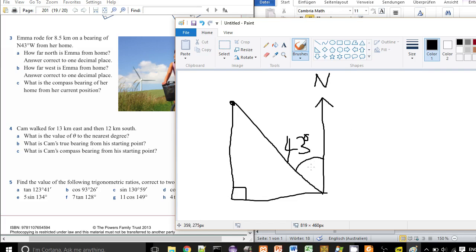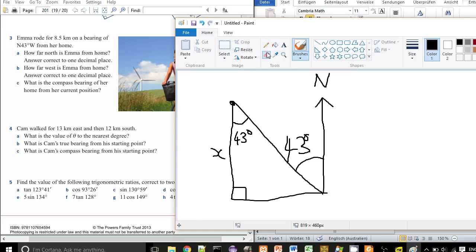If that's 43, then this will be 43 too, because this is north-south, this is north-south, so it's just alternate angles. So 43 degrees. Alright, how far north? So we're trying to find this height, x. Now we know she traveled 8.5 kilometers.